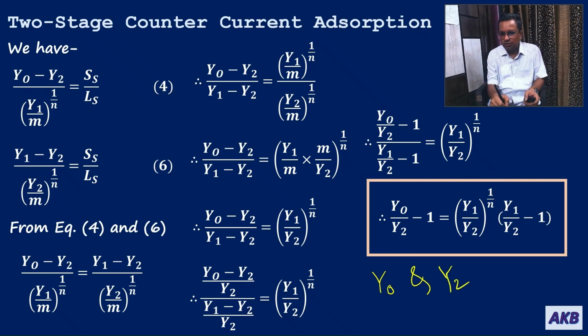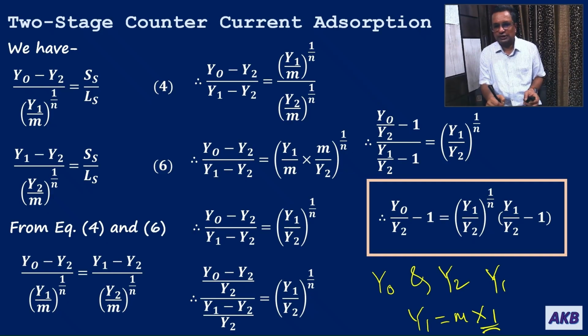So if they are known to you, you can solve this equation to get Y1. And once Y1 is obtained, by using the equilibrium relationship, Y1 is equal to m into x1, you can get the value of x1. That is, you'll be able to get the compositions in the two phases that are leaving stage number 1.